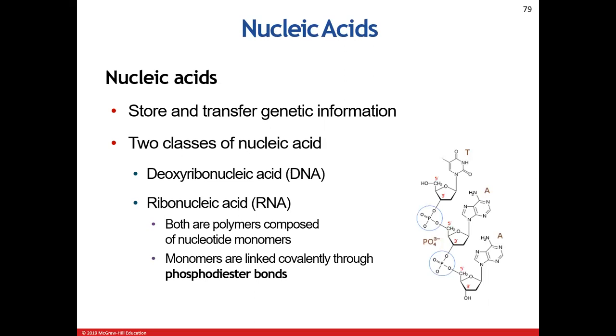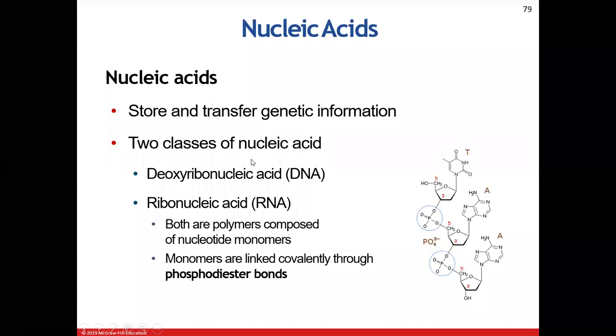And you'll see that we have these two classes of nucleic acids here. We have deoxyribonucleic acid and ribonucleic acid, also known as DNA and RNA. We'll talk more about DNA in just a little bit, but both of these put together are really polymers that are composed of a lot of nucleotide monomers. So again, both DNA and RNA.